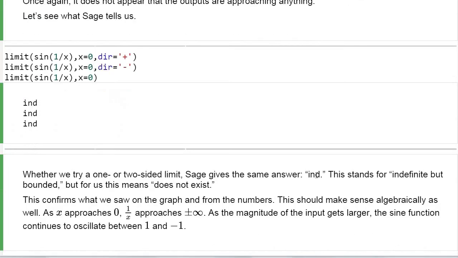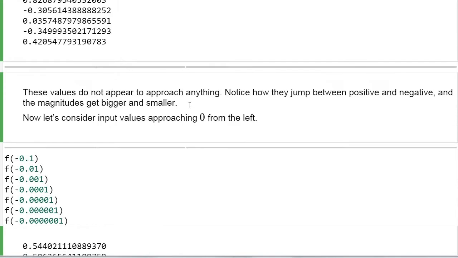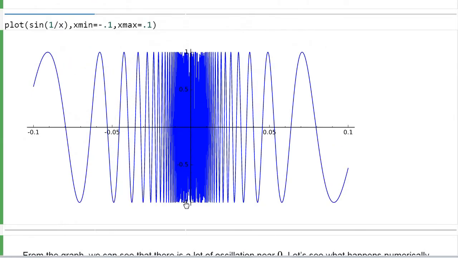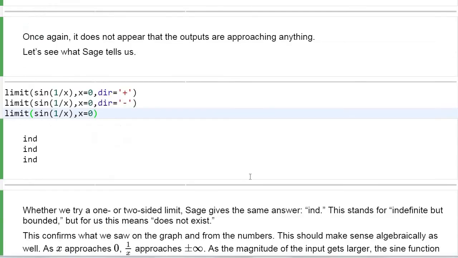So let's ask Sage. Here's the right limit, here's the left limit, here's the two-sided limit. In all three cases, Sage says IND. IND is an abbreviation for indefinite but bounded. That's one way that Sage tells us the limit does not exist. This happens whenever you have oscillation. There's a bound on the values. Notice that all these y values are stuck between -1 and 1. They never get outside that range. So there's a bound on the y values, but it doesn't approach any sort of fixed thing. So that's what that is.